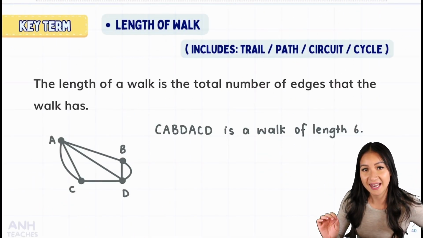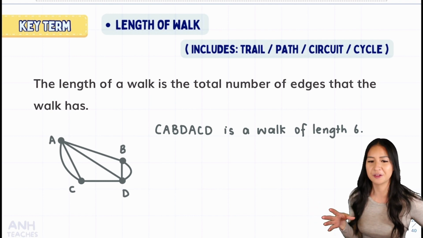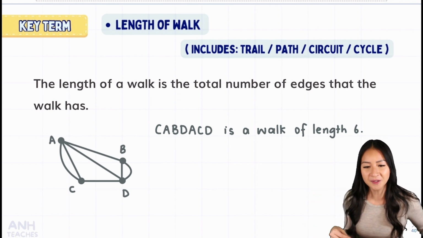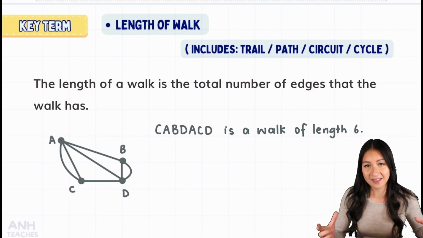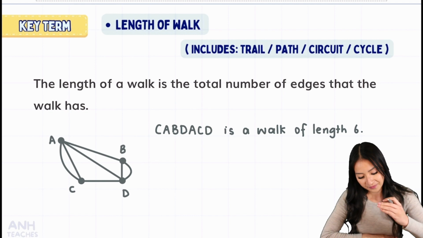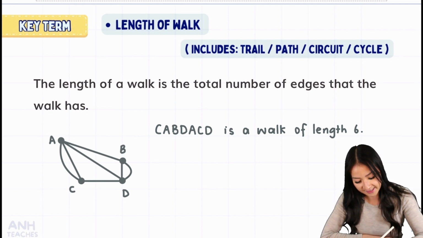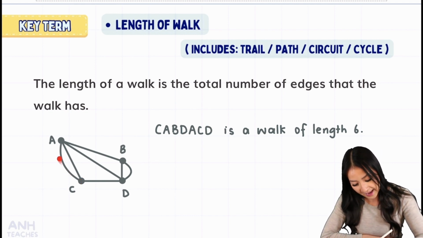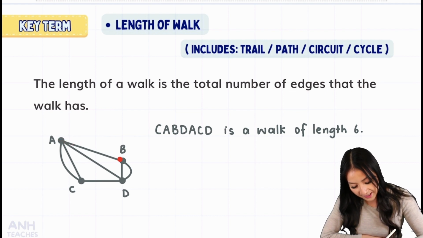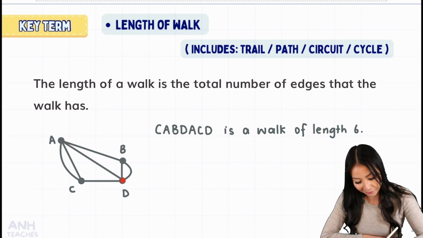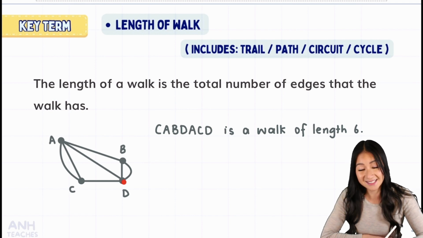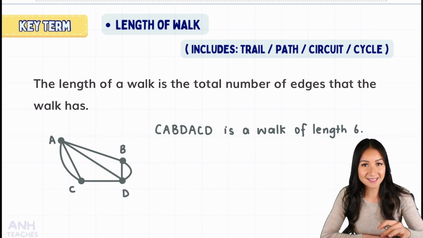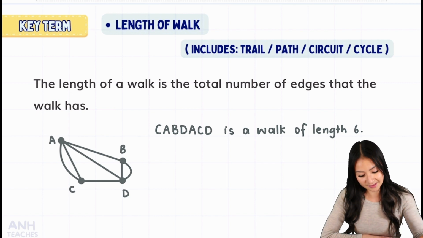Now, when we refer to the length of a walk, we're also referring to the length of any trail, path, circuit, cycle. The length of a walk is the total number of edges that walk has. So in this graph, if I start at vertex C and then travel to A, 1, to B, 2, D, 3, back to A, 4, back to C, 5, and then finish at D, 6. Because that walk has 6 edges, the length is 6.